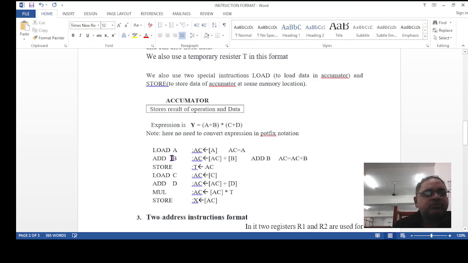Because accumulator is containing the contents of A, and the add instruction in one address instruction format is adding the data of B with the contents of accumulator and storing the result in the accumulator. This is happening because after the load A we are writing add B.